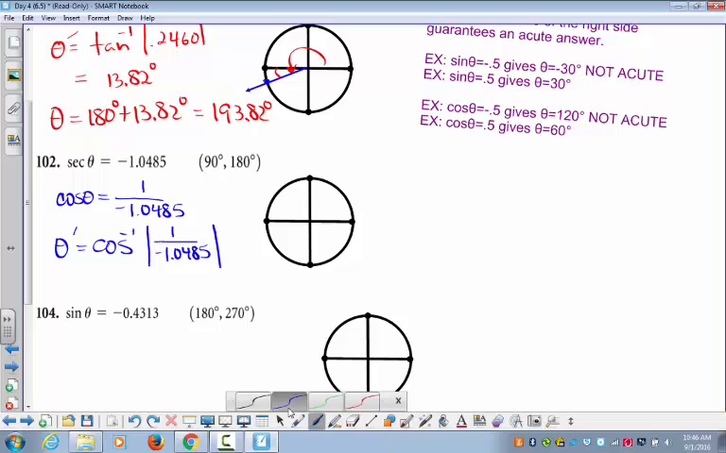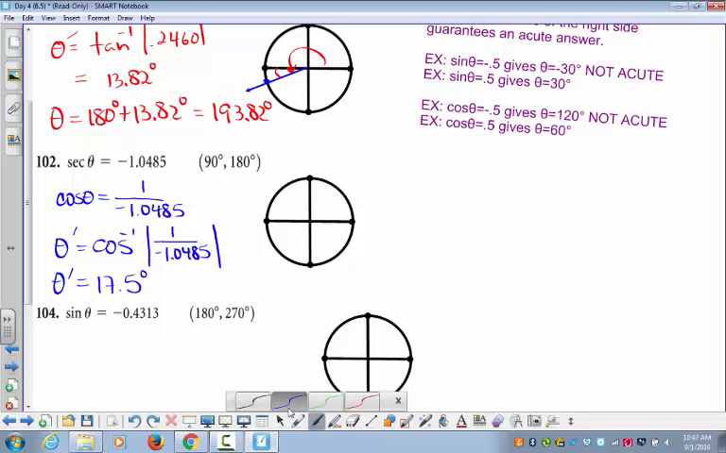So that's going to be the reference angle. So we type that into our calculator. Make sure you wrap it up. So I'm going to type inverse cosine. It puts the left parenthesis. And then 1 divided by, and I want the absolute value, so I just don't put in the minus. 1.0485. Wrap it by closing the parentheses. And we get 17.5 degrees, if we round to the nearest tenth. Let's just go to the nearest tenth.